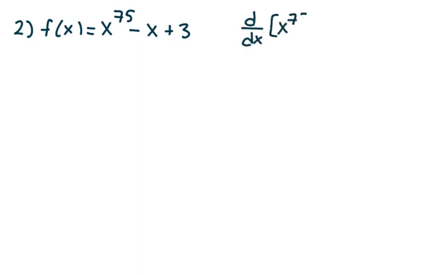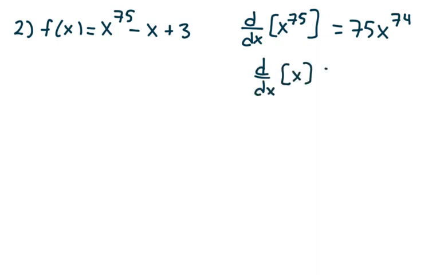Let's take a look at example 2. Suppose f of x is equal to x to the 75 minus x plus 3. Now, the derivative of x to the 75 with respect to x by the power rule is 75x to the 74. The derivative of x with respect to x is equal to 1. So you notice how I put all of this on the side.